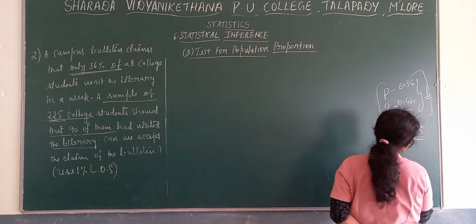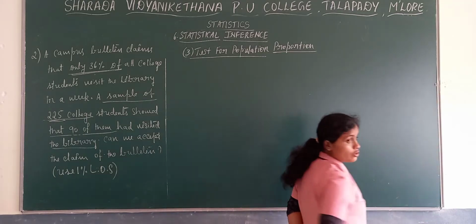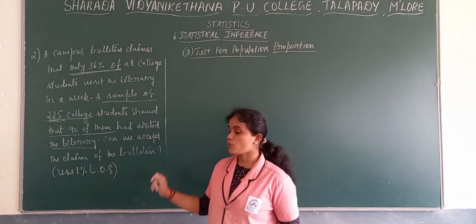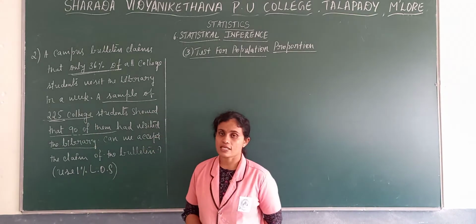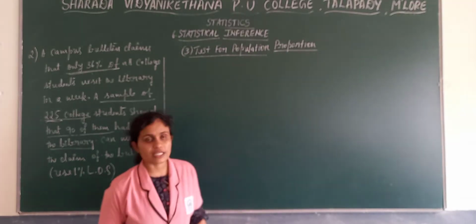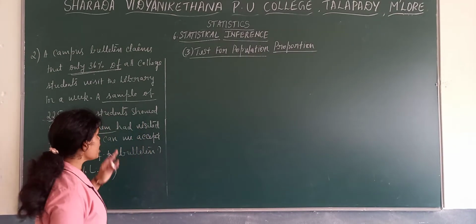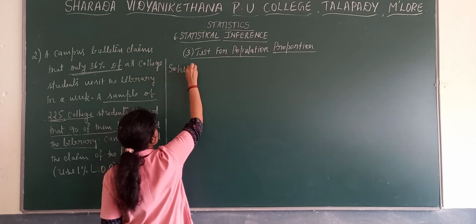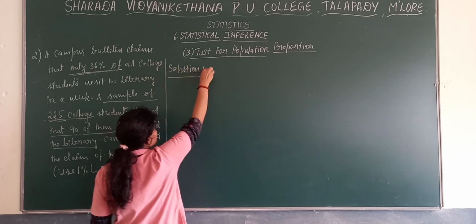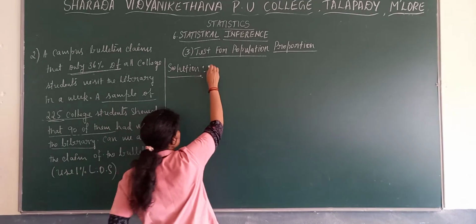Now when you check the problem, you cannot find "less than" or "more than" in it. You can easily make out it is a two-tailed test, because "less than", "more than", increase, decrease, we cannot find in the problem. Now write the solution and write the given values there.